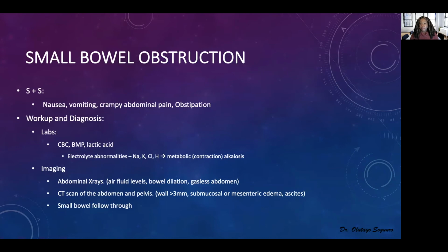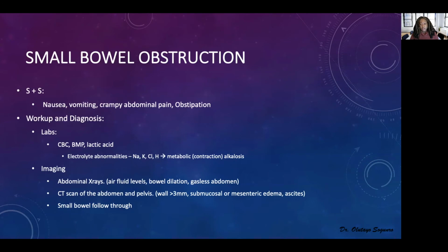A CT scan of the abdomen pelvis with IV and oral contrast should be obtained. It is both sensitive and specific and can show you not only the small bowel obstruction, but also the complications of a small bowel obstruction. If a patient is suspected to have a complete small bowel obstruction based on clinical evaluation, you should avoid oral contrast because this may induce further discomfort or complications.